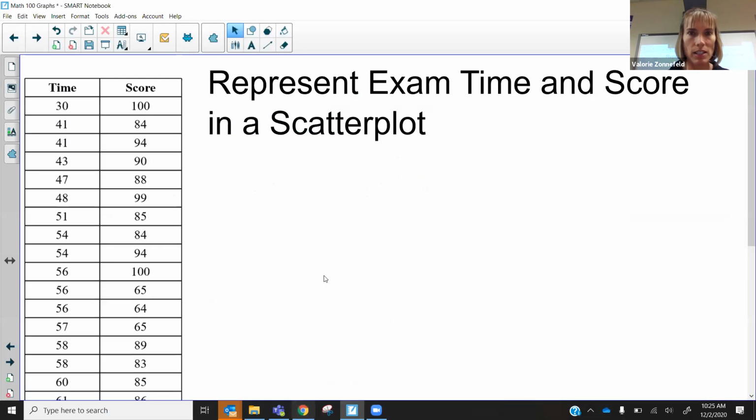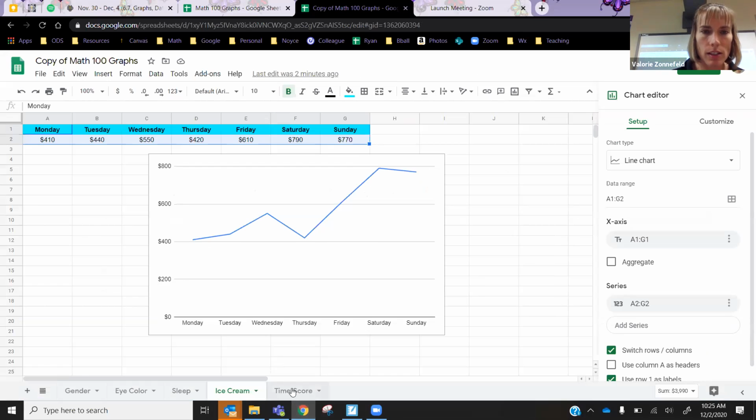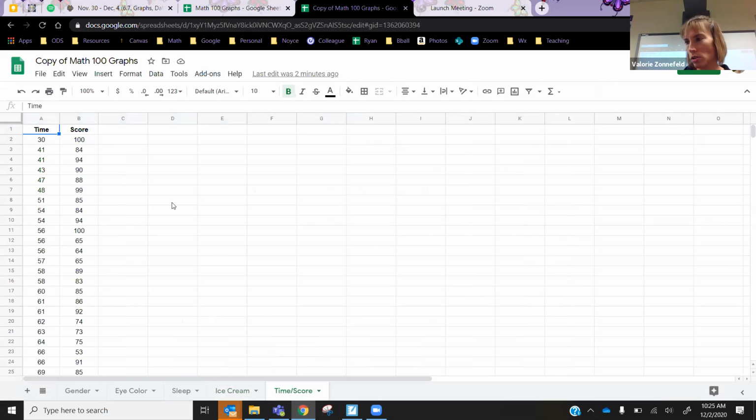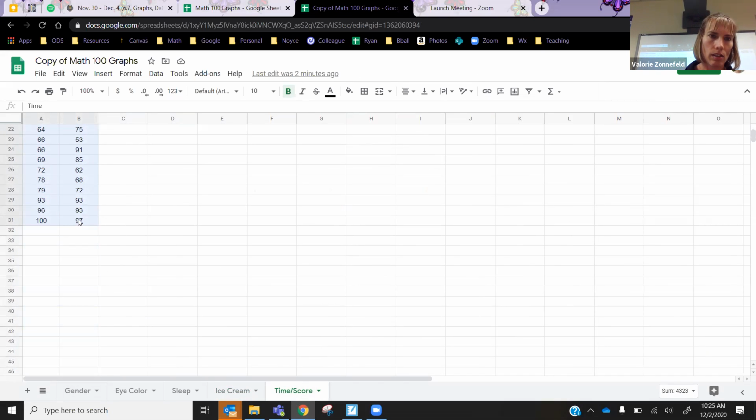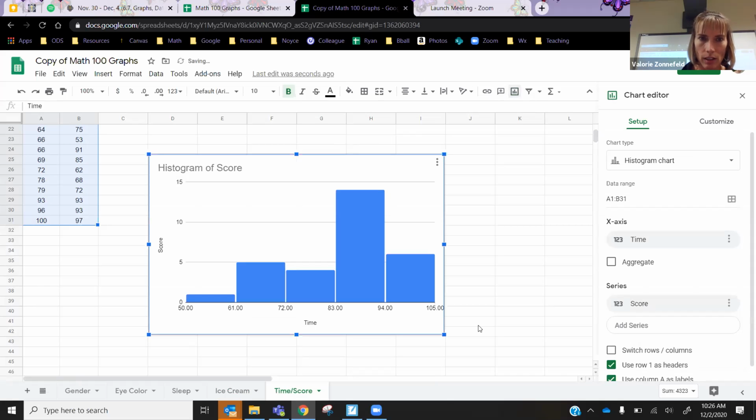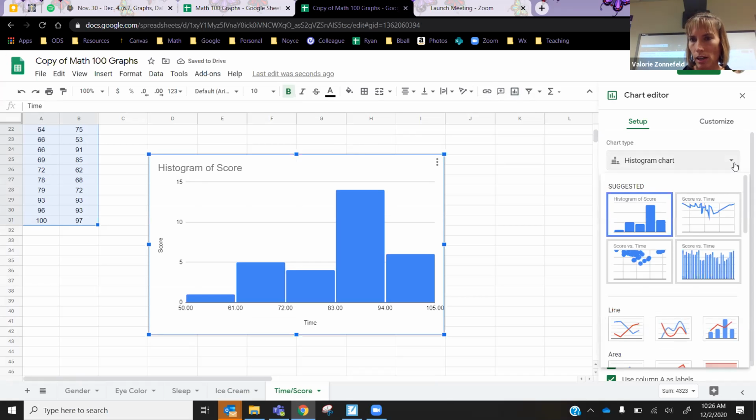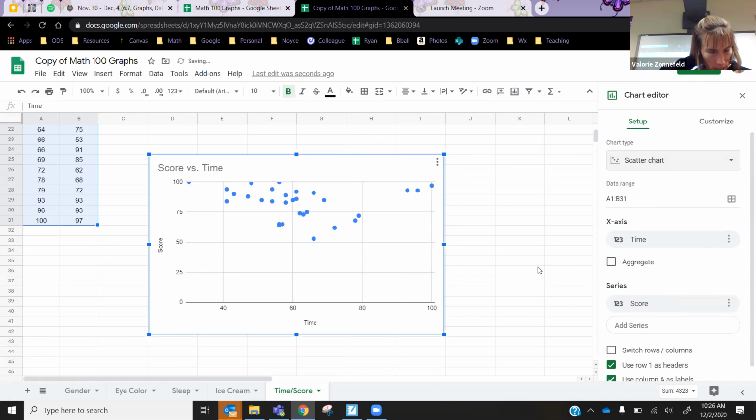On time and score. And this is information, it's the amount of time a student took, and then, oh, I didn't click on the right thing. Just a moment. This is the amount of time it took for a student to take a test, and we want to make a scatter plot about that. So again, I highlight the data, and I'm going to choose that little chart, insert chart button, and it came out as a histogram. I don't want a histogram. I want this. And I can see this nice little relationship here.